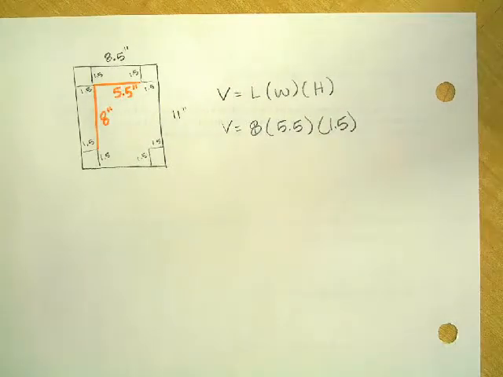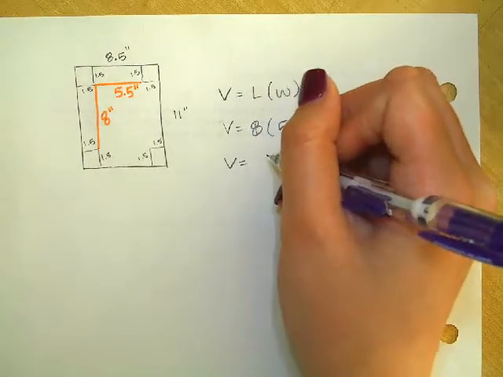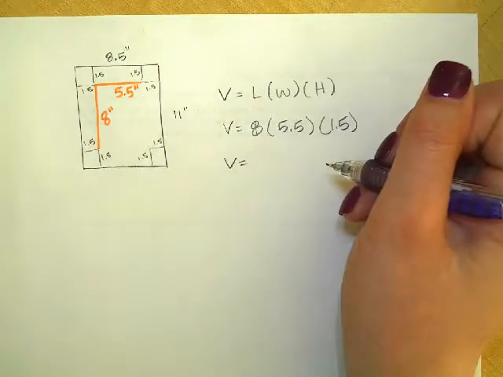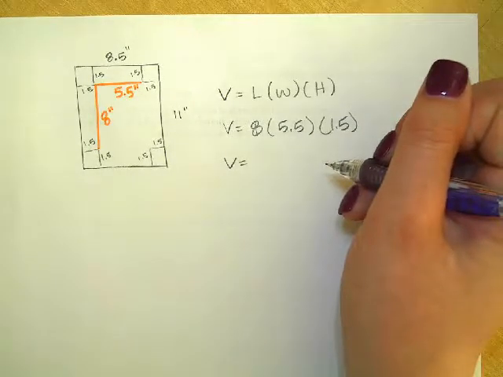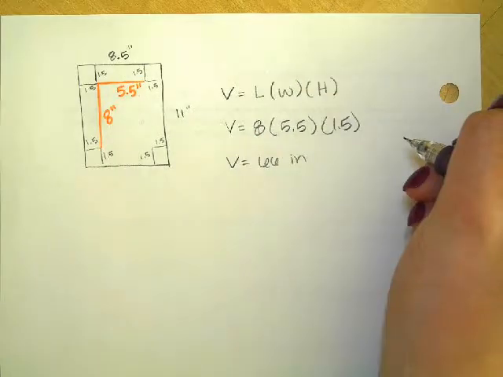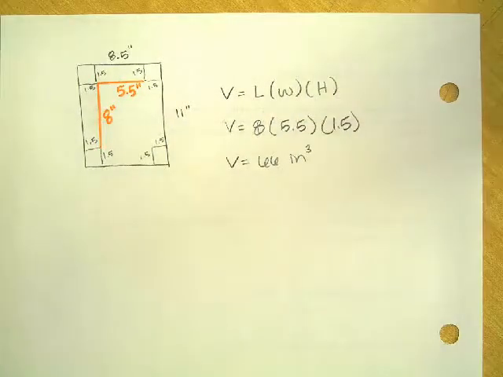Go ahead and multiply those on your calculator. Let's figure out what the volume of our box would be. Someone other than David. Thank you, David. Oh, poor David. 66 inches cubed. All right, let's try it again.